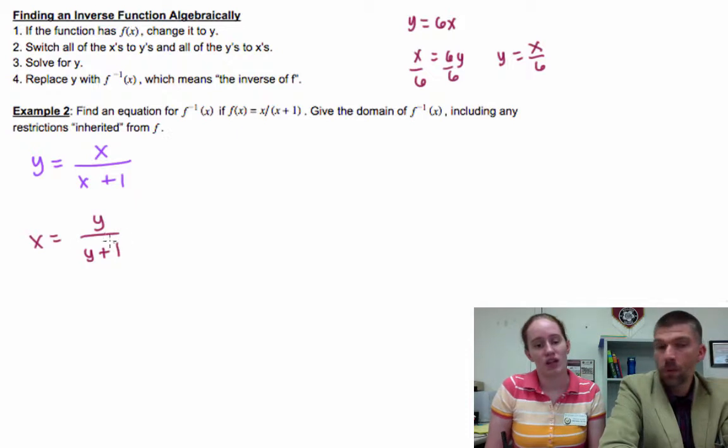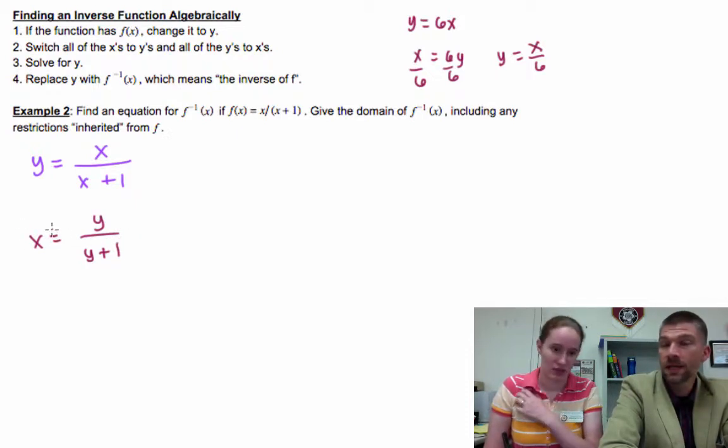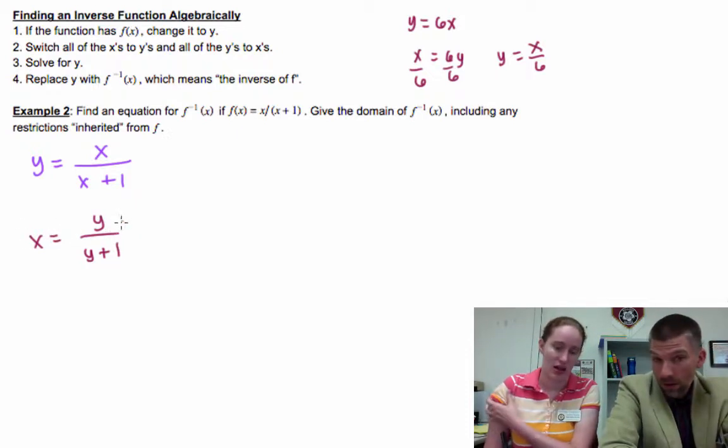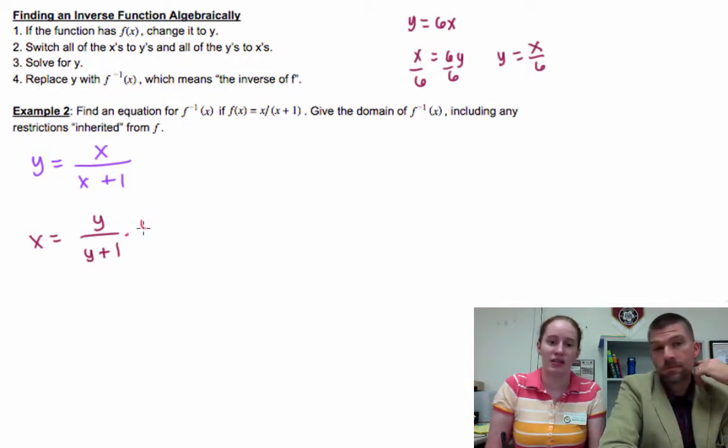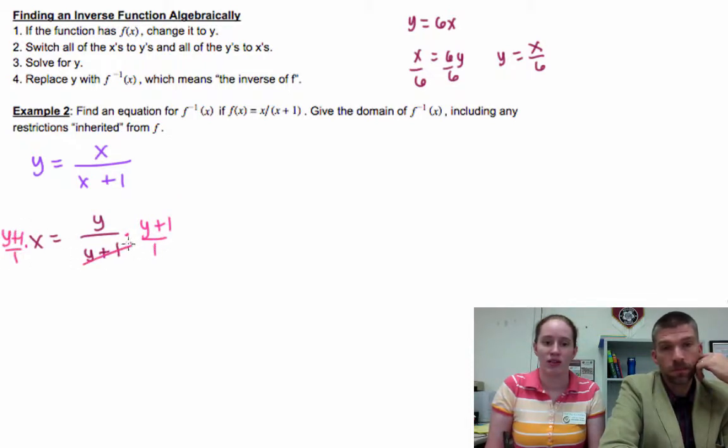But this one is a toughie. What we want to do is get all the y's into the numerator and on the same side of the equal sign. Numerator means I need to multiply both sides by y plus 1 over 1, because that cancels that out. There you go.